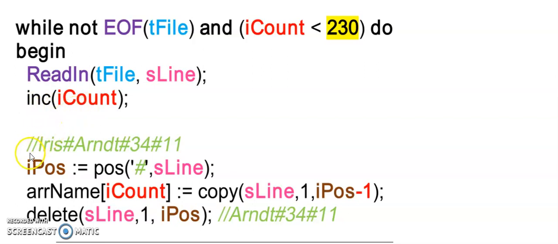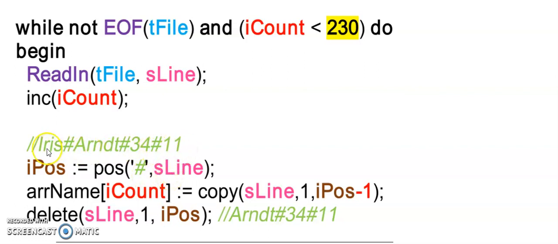I suggest that you copy a line of the text from your text file and paste it as a comment here inside of your while loop so you can keep track of what you are doing. We want to separate the name, the surname, and the mark, and so on. So we'll start with the name, and we first want to find the position of the hash. So iParse is storing the position of the first hash that appears in S line.